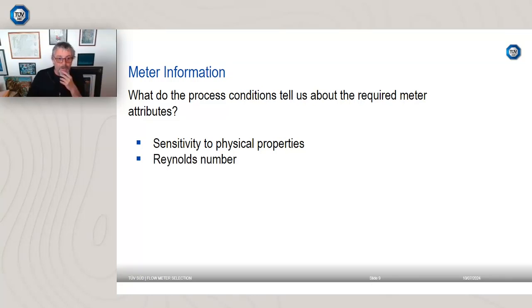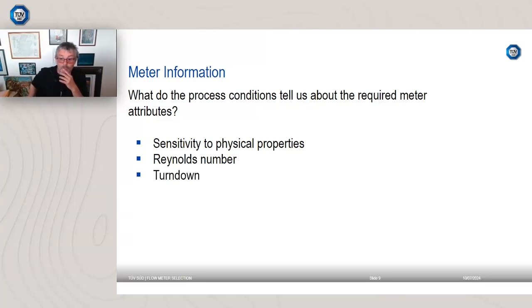The Reynolds number, again, we spoke about that. Now that we know what the fluid is, its pressure, temperature, density and viscosity, that will tell us where the Reynolds numbers are going to be, and depending on the answer to that question, the Reynolds number range will take certain meters out of the equation straight away, and they'll be eliminated from any future consideration. But then the other meters that are still in the hunt, if you like, there are further things that we have to consider.